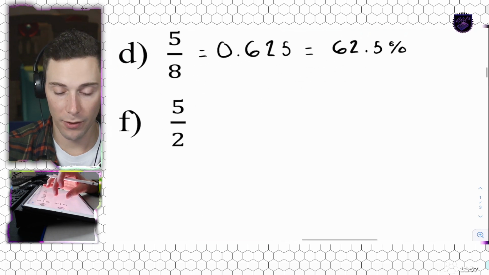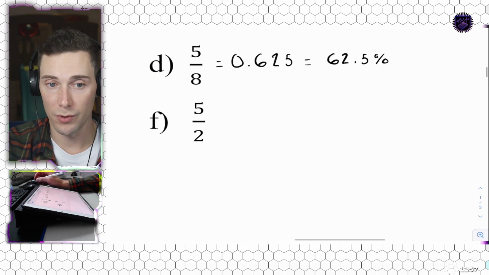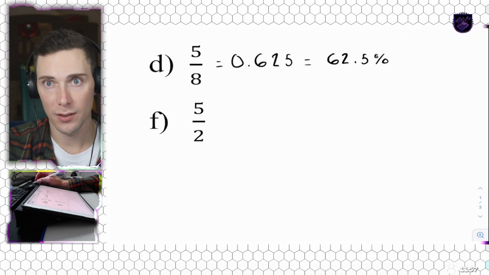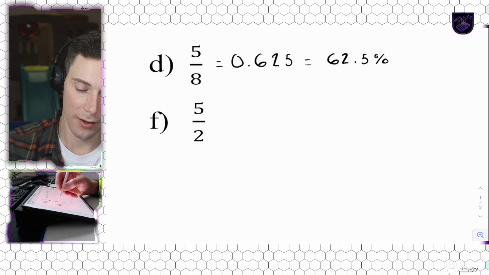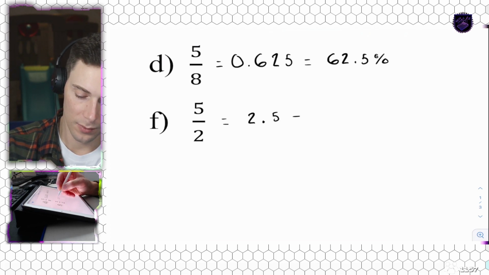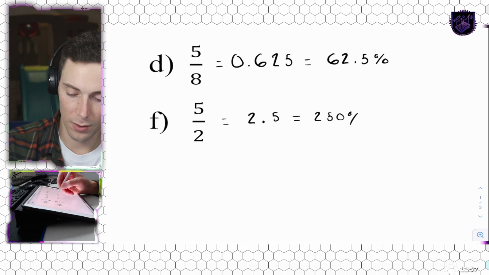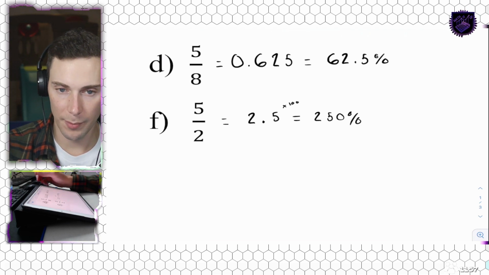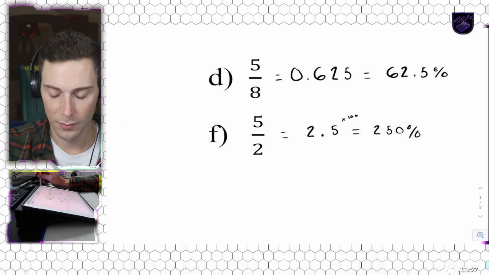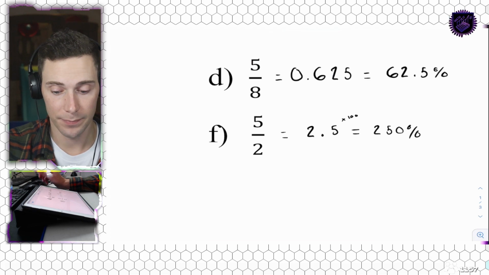F, okay, so 5 over 2. If you divide 5 over 2, or 5 halves, that's going to be equal to 2 and 1/2. So 2.5. And then, as a percent, this is going to be 250%, because we're going to multiply this by 100, if you remember, which will make it 250%.